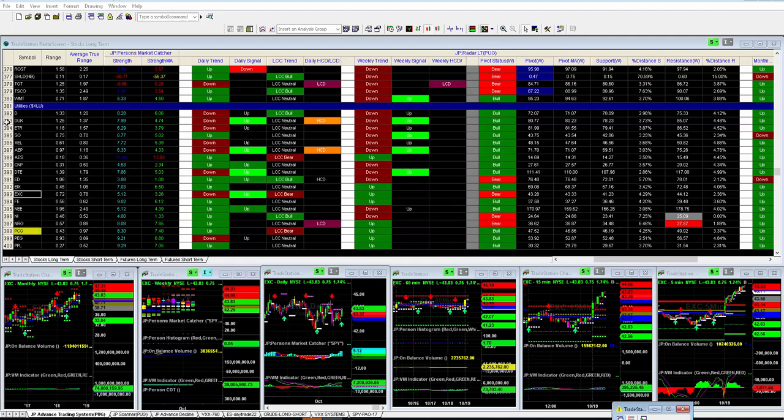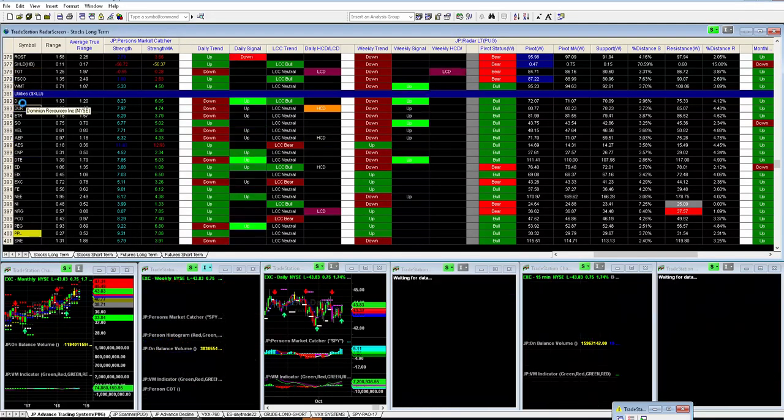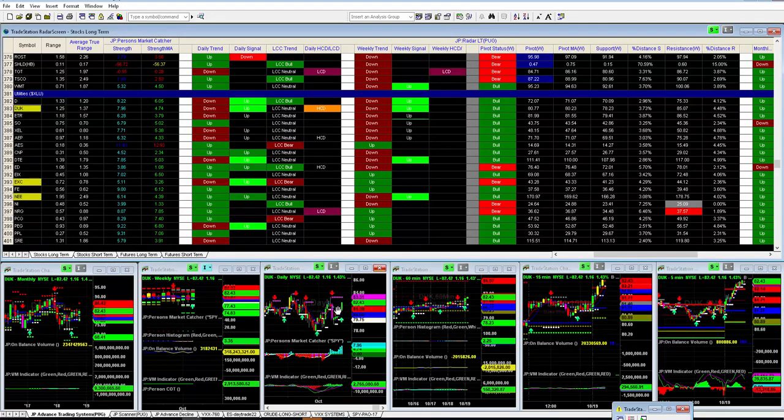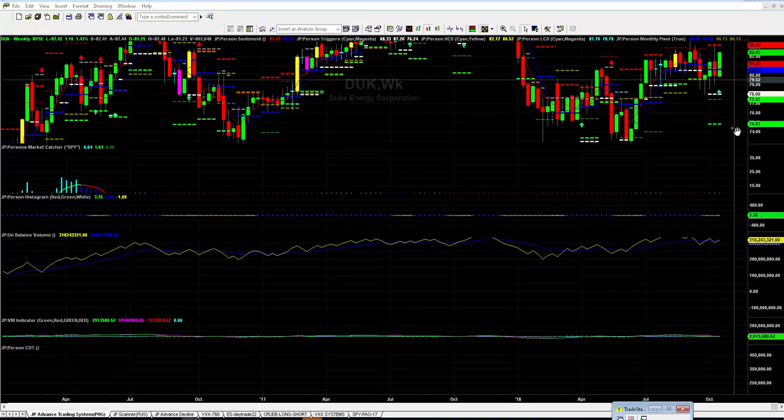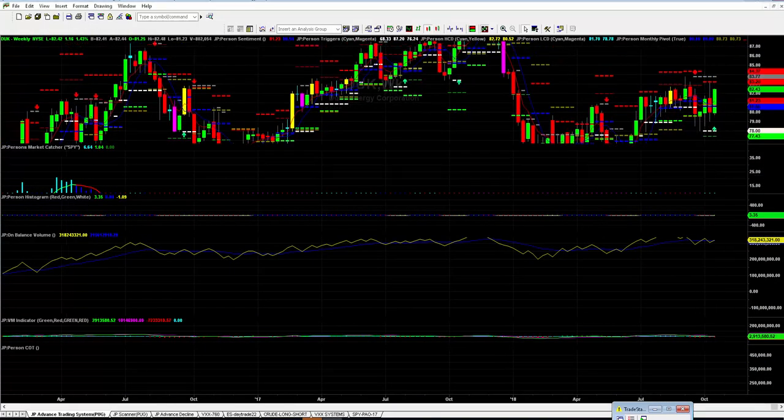So take a look. Duke Energy is blinking. If it's blinking, it means it's fresh. It's happening now. It's warning us. It's the warning signal that if we close at this current level or better, it will populate a buy signal.